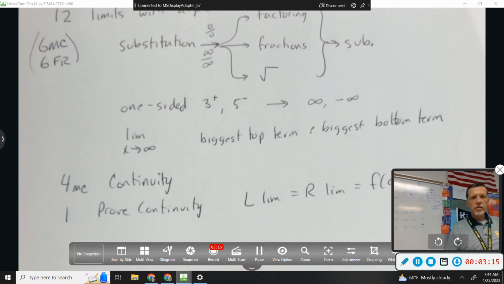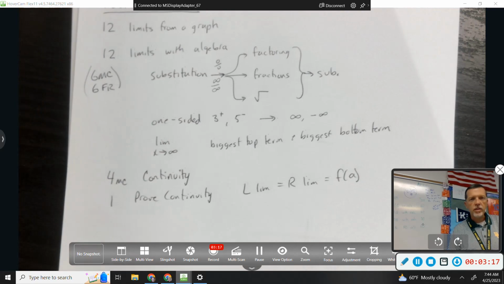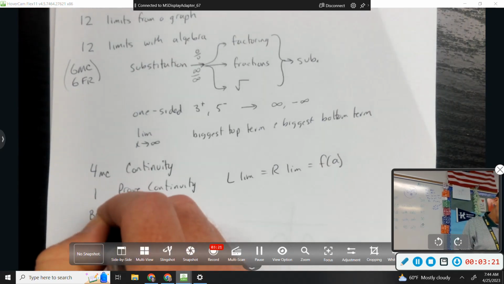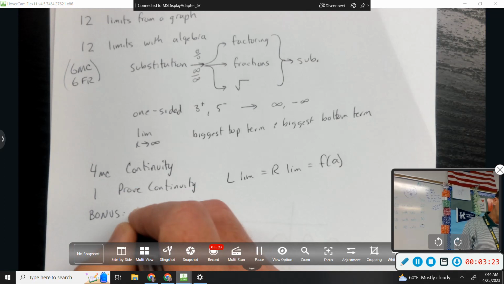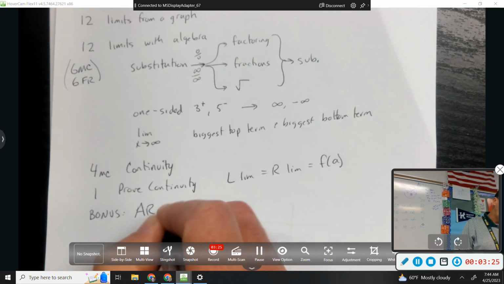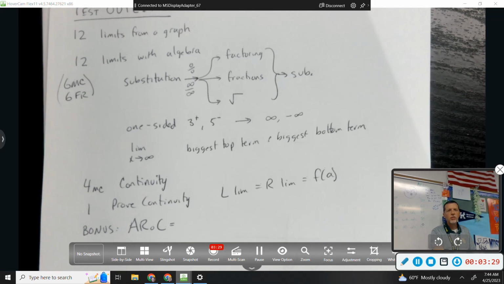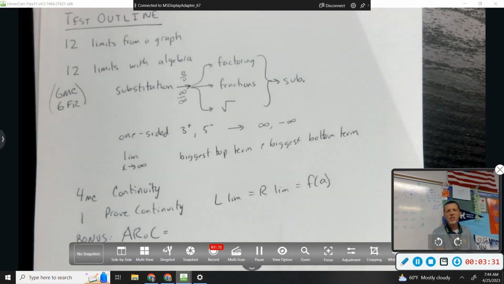And then, because I'm feeling extra nice, I'll tell you that there's a bonus. I hadn't had a bonus in a while. And the bonus is basically average rate of change. Do you remember what average rate of change is? You're on the right track.